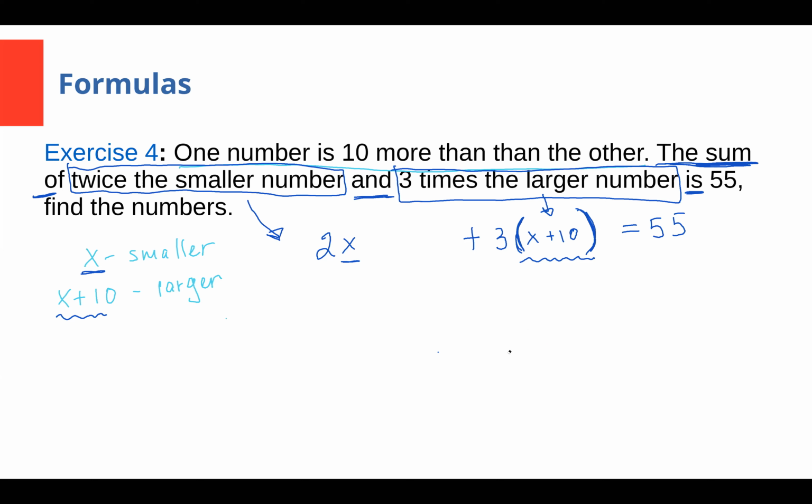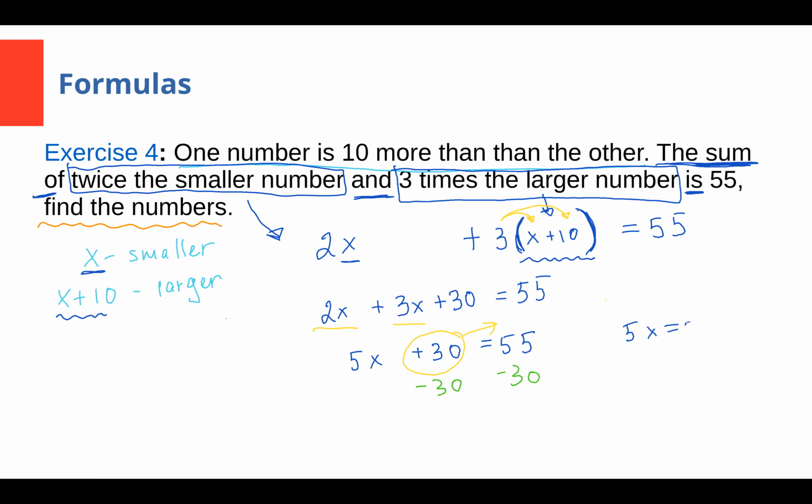First thing I will do is 3 times x and then 3 times 10. So I have 2x plus 3x plus 30 equals 55. I will combine these first two terms. It will give me 5x plus 30 equals 55. Then I'm going to send this 30 to the other side, right? So I'm doing minus 30, minus 30. It gives me that 5x is equal to 25. And then finally, I will divide both sides by 5, right?